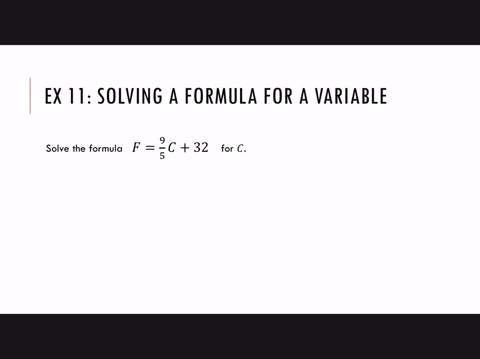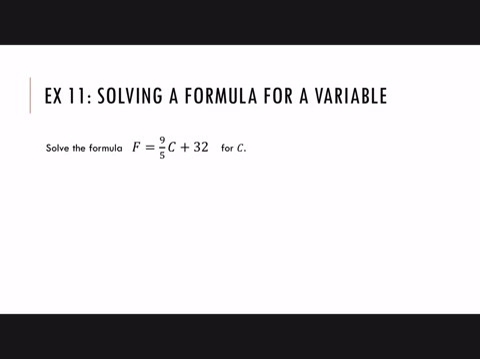Alright, how about this one? Do you recognize this formula? This is for converting Celsius into Fahrenheit. So let's solve this for C, and basically we should end up with the formula for converting Fahrenheit into Celsius. So we have addition and the plus 32 and something multiplied by C.